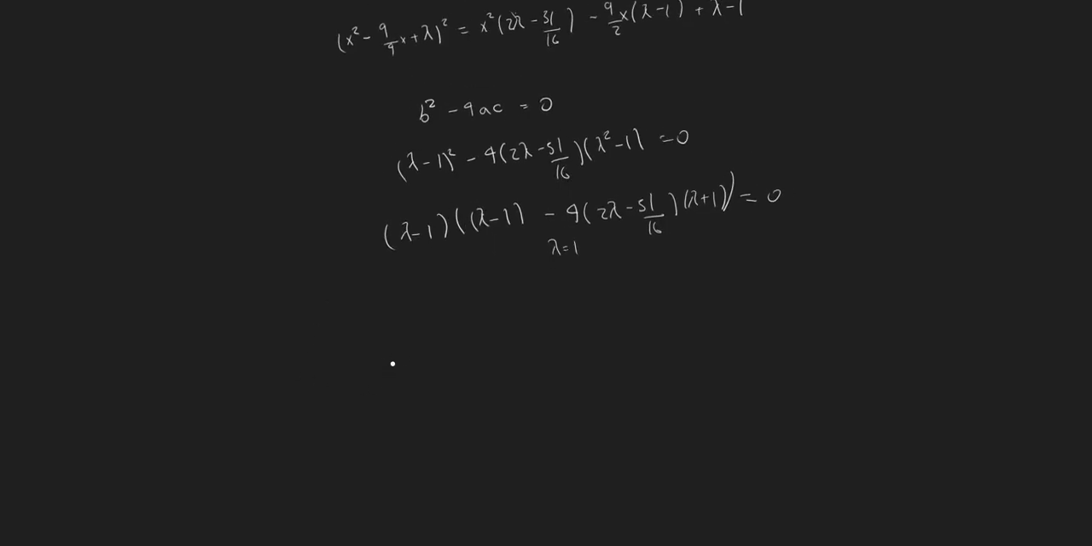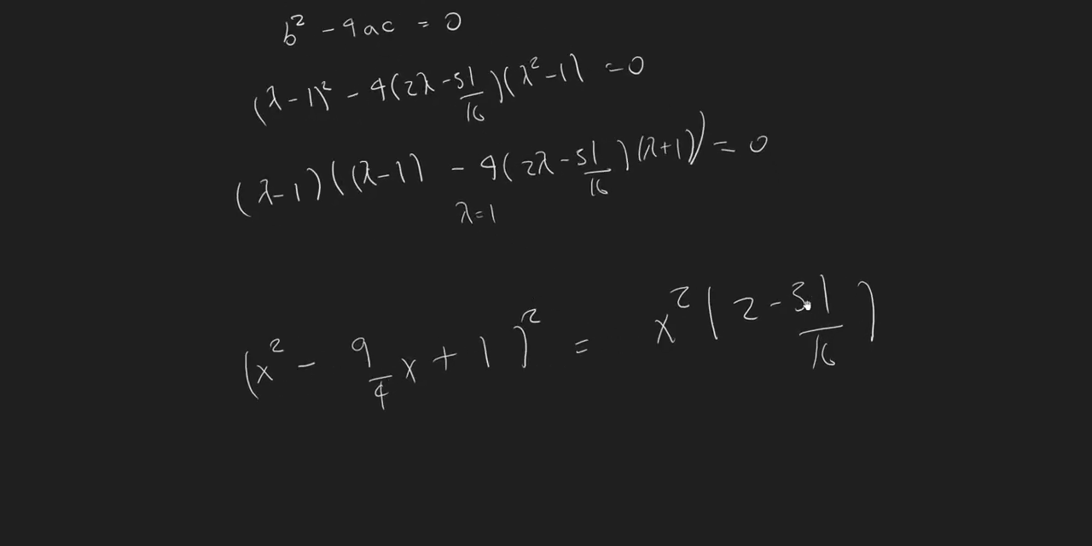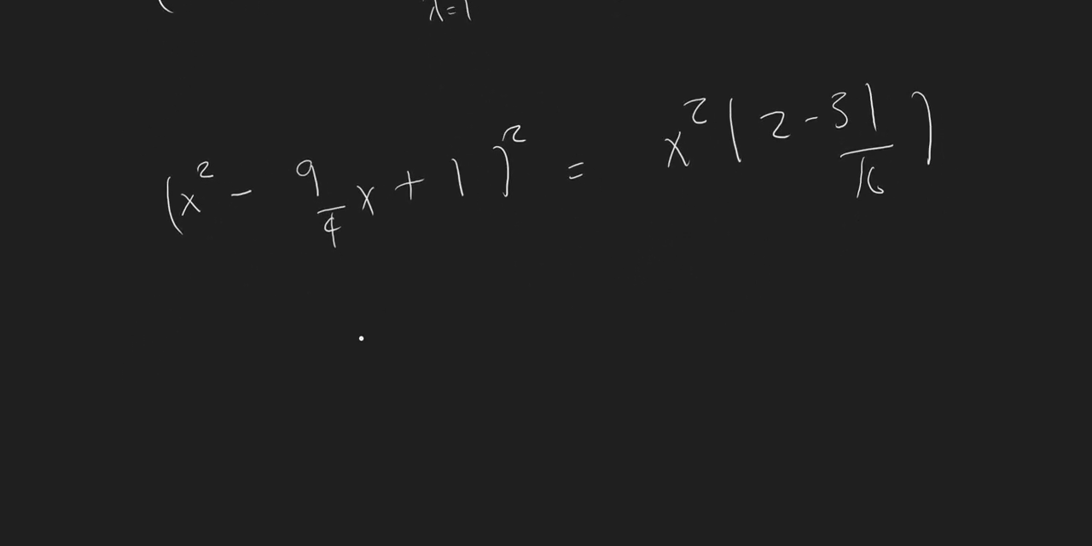I'm going to zoom out just so I can see it properly. x squared minus 9 over 4 x plus 1 squared equals x squared. 2 times 1 is 2, 2 minus 31 over 16. 1 minus 1 is 0, so that's 0. And 1 squared minus 1 is also 0. So this is all we have. Now x squared minus 9 over 4 x plus 1 squared equals 32 minus 31, which is 1. So now we get 1, x squared over 16.